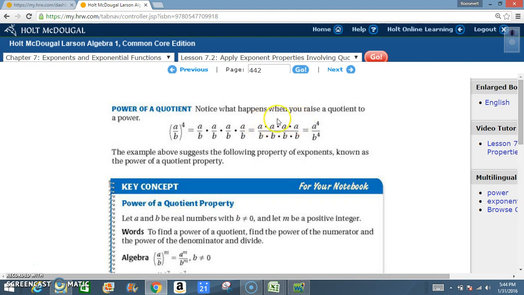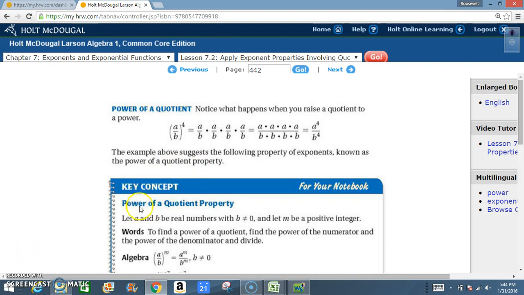So we get a to the 1 times a to the 1 times a to the 1 times a to the 1. That equals a to the 4th. Same thing with the b's. We come out with b to the 4th: b to the 1, b to the 1, b to the 1, b to the 1. We add, b to the 4th. So in other words, a over b raised to the 4th can be rewritten as a to the 4th over b to the 4th. Also remember there's a 1 on top of that a and a 1 on top of that b. What's 1 times 4? 4. What's 1 times 4? 4. The example above suggests the following property of exponents, known as the power of a quotient property.